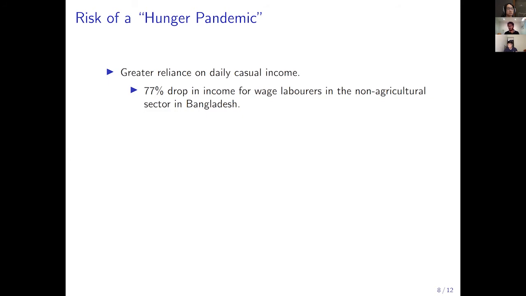And so for people like that who rely on daily casual income, a shutdown or a lockdown is going to be extraordinarily costly. And you're seeing this in Bangladesh. Immediately after Bangladesh put in place social distancing policies, there's almost an 80% drop in daily income for wage laborers. So these are casual workers.